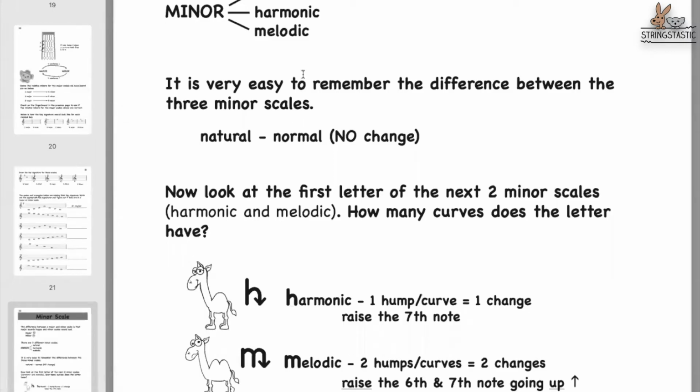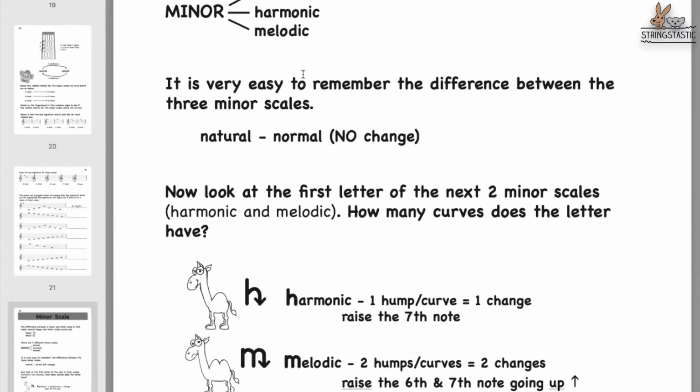So let's look into the difference of the minor scales. I'm going to take an example from my level 3 Stringstastic books of the violin, viola, and cello, and it's also available in the graded books as well. So minor scales. All you need to remember is natural, harmonic, and melodic. But the difference, what is the difference?